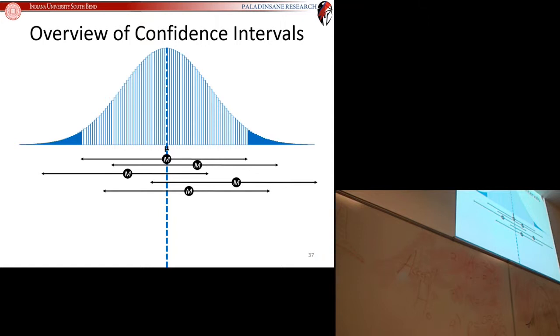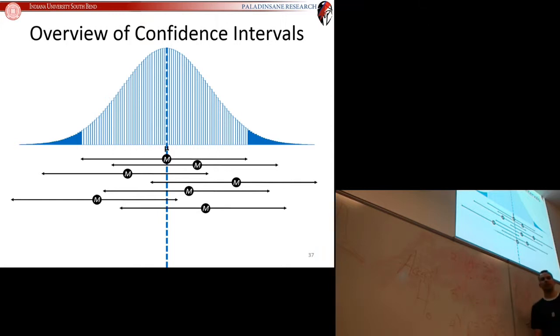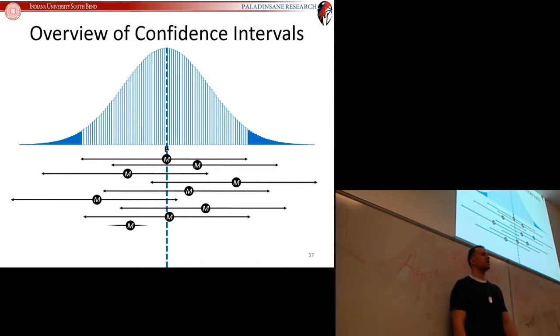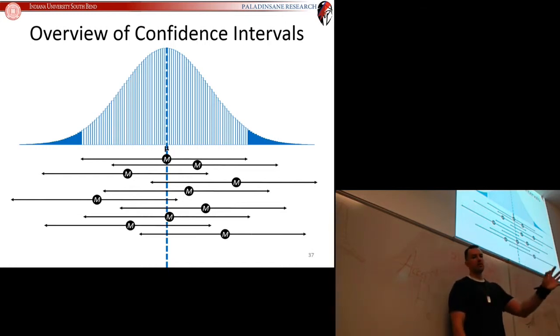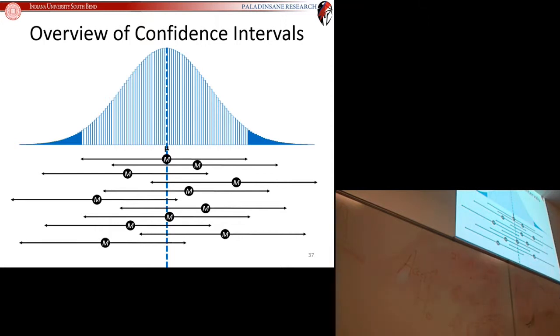For this sample, that interval contains the mean. For this sample, that interval contains the mean. Same thing for the next several samples. So you can see that for a lot of samples, your interval contains the mean. For all of these samples, their intervals contain the mean. All of these intervals are correct estimations of the population mean.